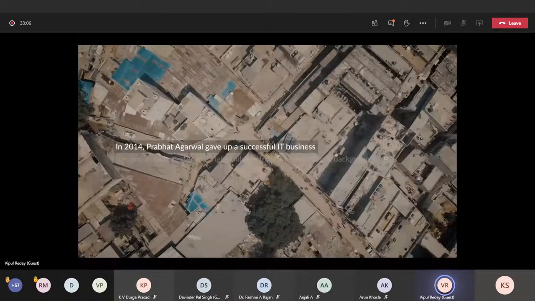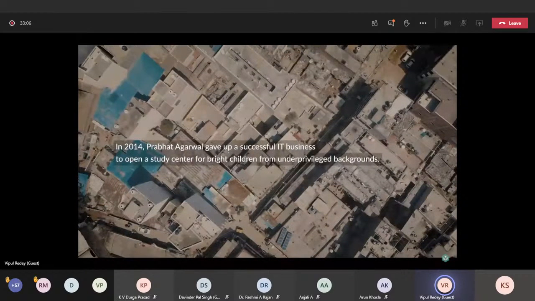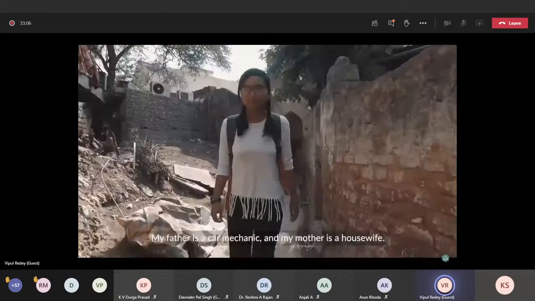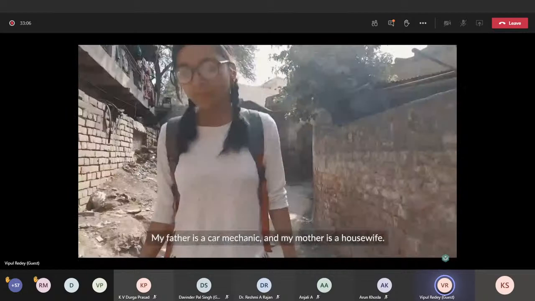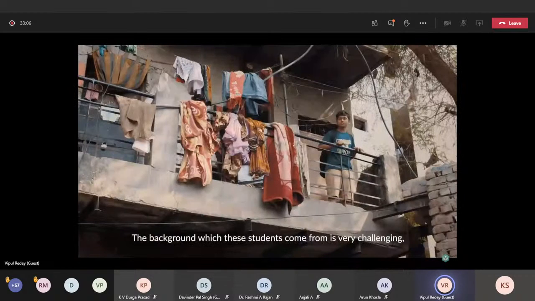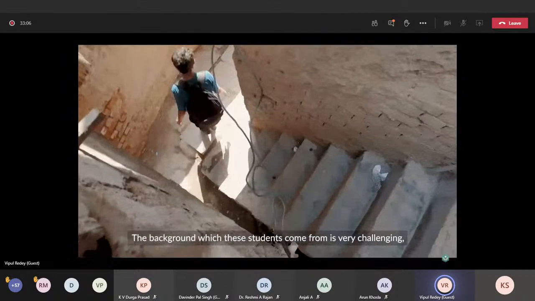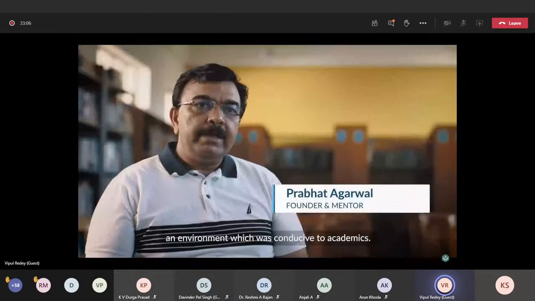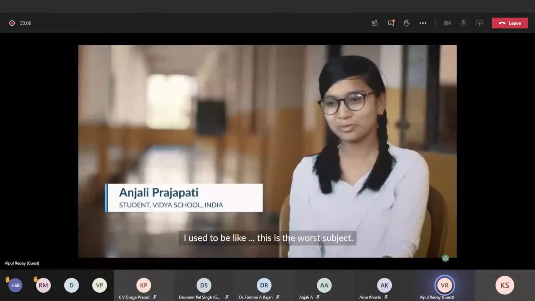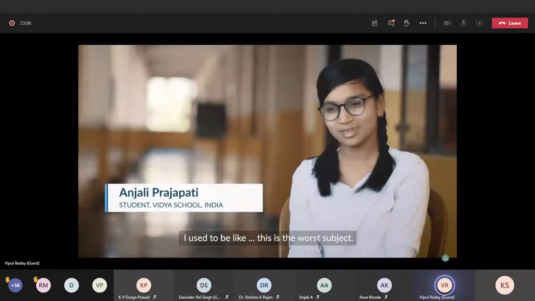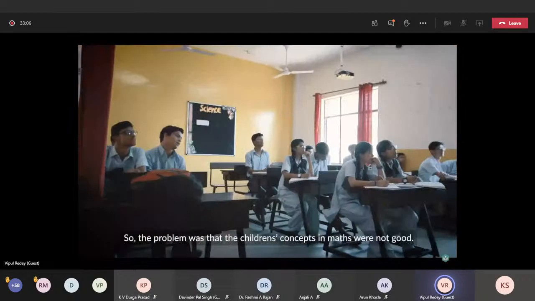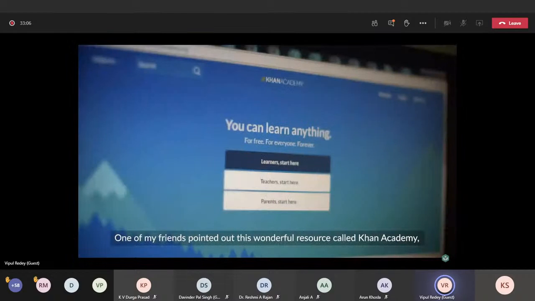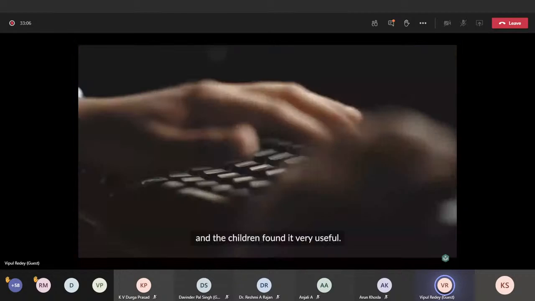My name is Anjali Prajapati. My father is a car mechanic and my mother is a housewife. The background which these students come from is very challenging. So the need for the center was to provide an environment which was conducive to academics. Morning, sir. I used to fear mathematics. I used to say, this is the worst subject. So the problem was that the children's concepts in maths were not good. One of my friends pointed out this wonderful resource called Khan Academy, and the children found it really useful. Welcome to the video on basic subtraction.